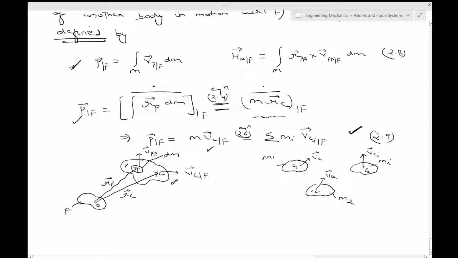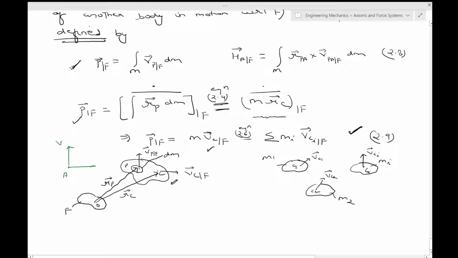Let me separately also define the moment of momentum. Since the diagram is already there, we don't need to redraw it. If you have any point A, we have seen that A can be a point on the body, it can be a point on the frame F, or it can be a point on another body which is in motion with respect to F. So it can practically be just about anything. Point A can be anything.